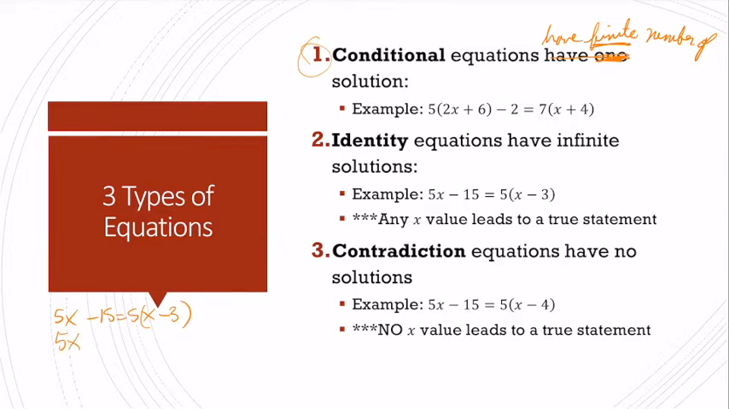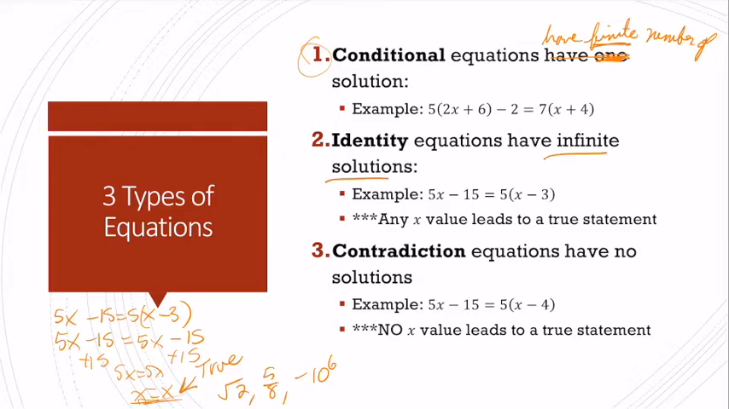I'm going to distribute my 5. I have 5x minus 15 equals 5x minus 15. These are both equal. 5x equals 5x, so x equals x. Is this a true statement? Yes, this is true. And it will always be true. It's true regardless whether x is the square root of 2 or 5/8 or negative 10 to the 6th, right? We're going to have a true statement. So because it's true for every real number, we would say it has infinitely many solutions.